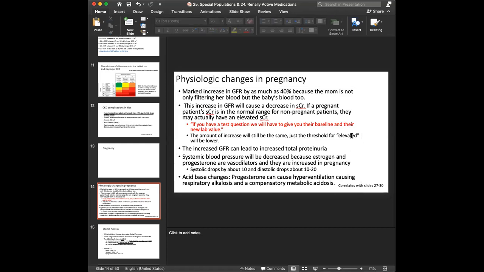Blood pressure is going to decrease because of estrogen and progesterone being vasodilators, and then there'll be acid-base changes. So if you notice, and this is important for cardio, that a blood pressure is elevated in pregnancy, then we've got major problems, because just like the serum creatinine, the blood pressure should be lower in pregnancy. A pregnant woman should have low blood pressure, not high blood pressure. So if we see that, we're thinking, okay, we've got preeclampsia, we've got problems.